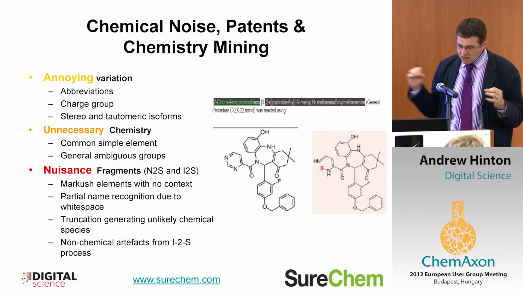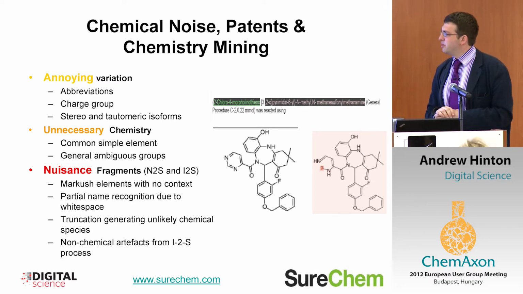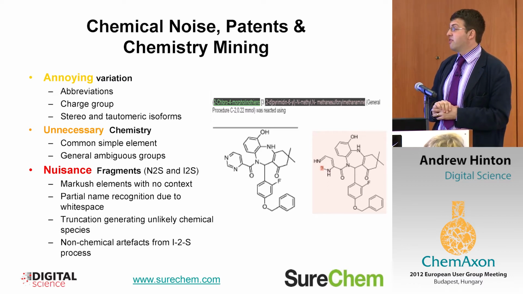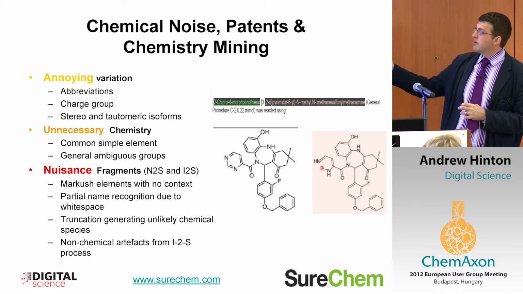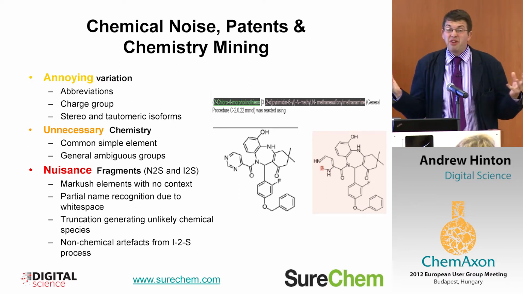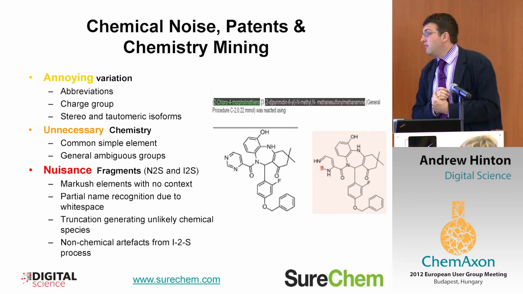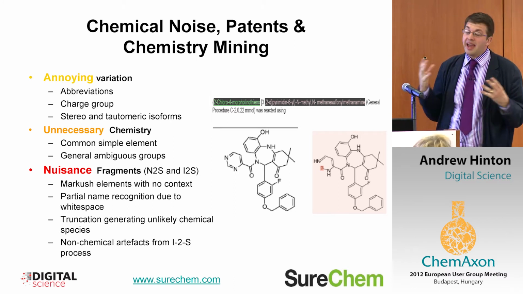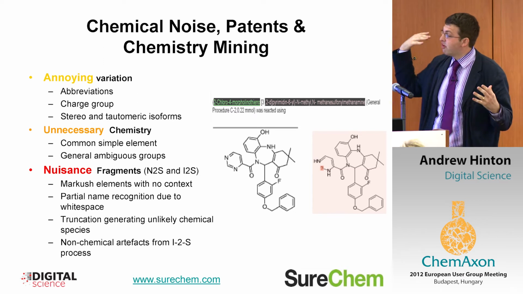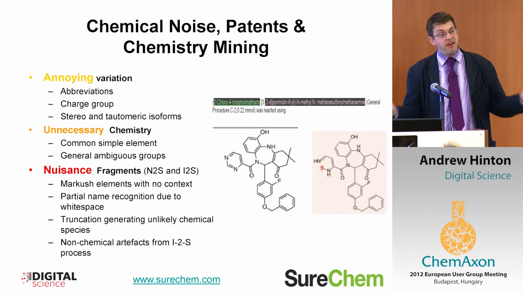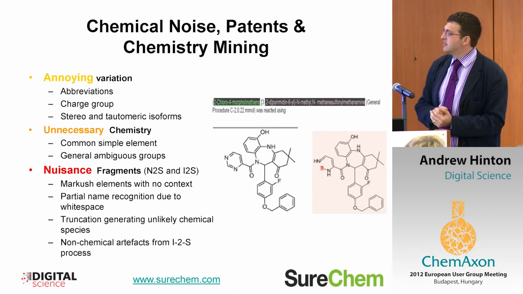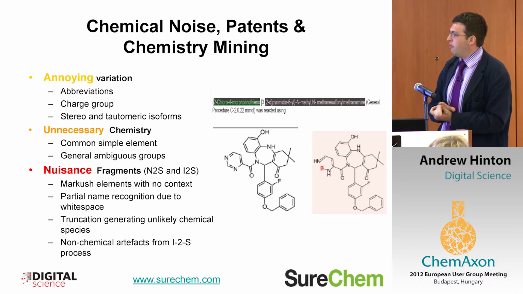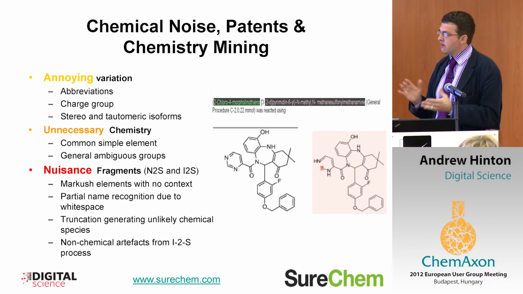Ambiguous groups. There are also quite serious issues with nuisance fragments that specifically arise from the name-to-structure or image-to-structure process, whereby we can recognize Markush elements, but they actually have no context. They may just have partial name recognition, whereby we've encountered some white space, and this has artificially truncated a chemical name, which has generated unlikely chemical species. So these are all fairly serious misinformation that we can do without.